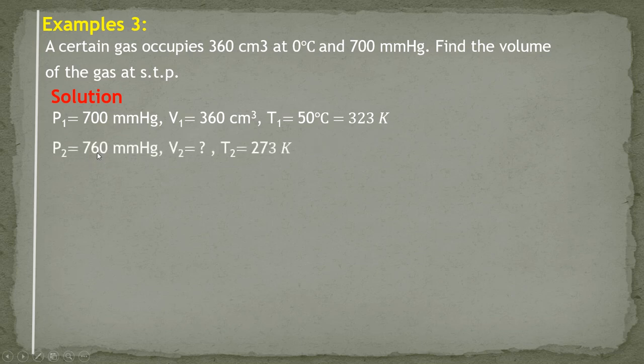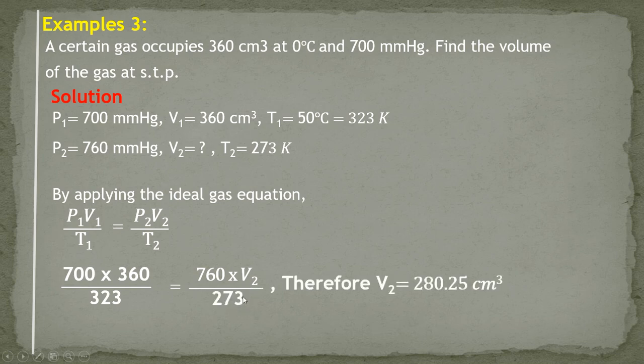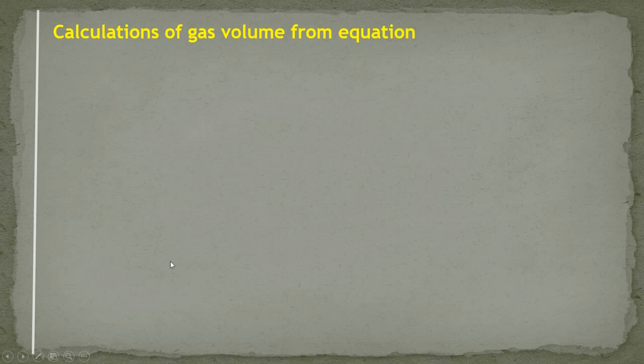What is our P2? 760, since this is the standard pressure. What is our V2? It is what we want. What is our T2? 273, the standard temperature, since they are saying STP. Again, applying the ideal gas equation, P1 times V1 over T1 is equal to P2 times V2 over T2. Substituting, we have 700 times 360 divided by 323, which is equal to P2, which is 760, times V2, which we want, over 273, and therefore our V2 will be that. Very easy.